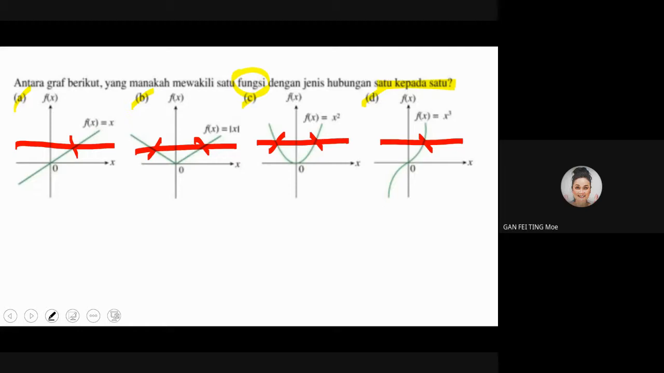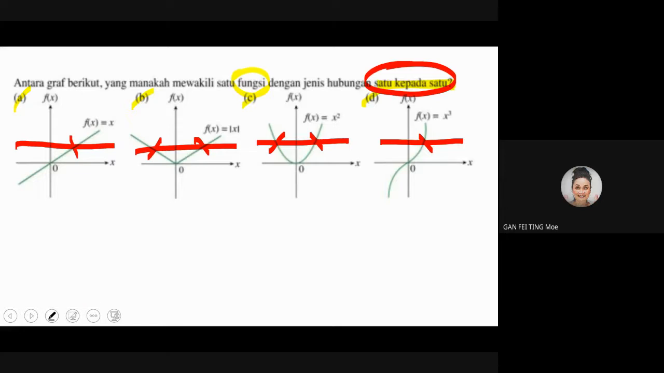Now refer to the question. Antara graf berikut yang manakah mewakili satu fungsi dengan jenis hubungan satu kepada satu? So what is your answer? A and D. Okay, do you agree, A and D? Now let's check this, because it says one-to-one, right? How to check one-to-one?